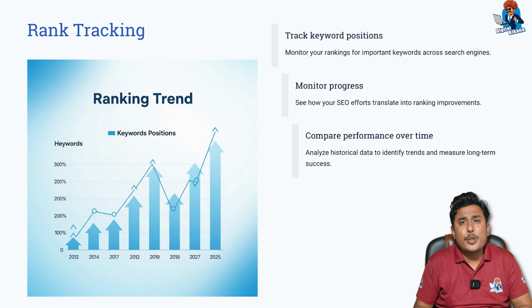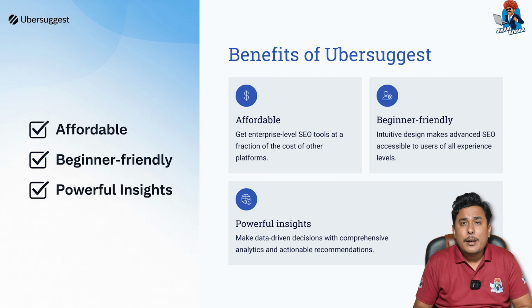Rank tracking lets you monitor your keyword rankings over time. You can see how your SEO efforts are paying off and where adjustments are needed. Ubersuggest is affordable, beginner-friendly and offers powerful data. It helps you improve SEO, boost website traffic and understand competitors better without requiring complex tools.